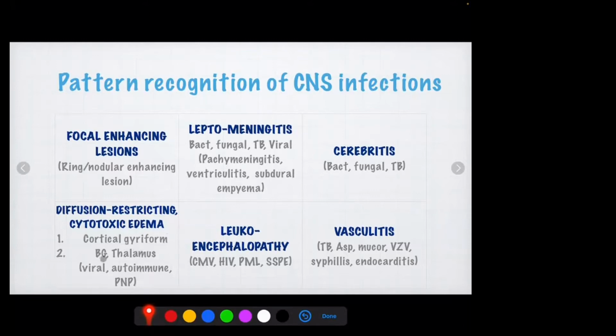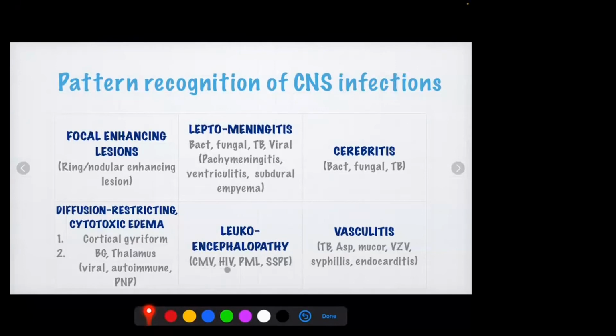So we know that commonly the viruses would cause a diffusion restricting cytotoxic edema to start with at least, and eventually less so of the interstitial edema. On the reverse side, some viruses have more affinity for white matter, including CMV. Of course, with ventriculitis, it can cause deep white matter involvement.